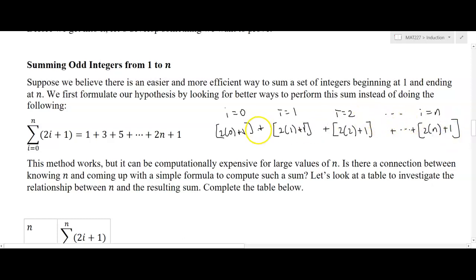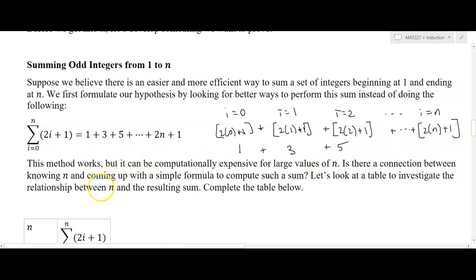Now our index is called i. n is a fixed value. i is something that's going to change in value. So that's why we set i equal to 0 and have it go up to some index n. And so really what we're doing here is 2 times 0 plus 1 is 1, 2 times 1 plus 1 is 3, and 5 and so on. And these are all just odd integers that we're adding together.